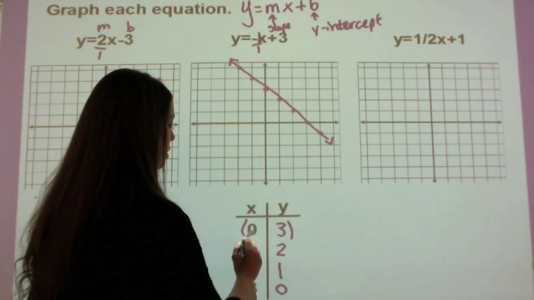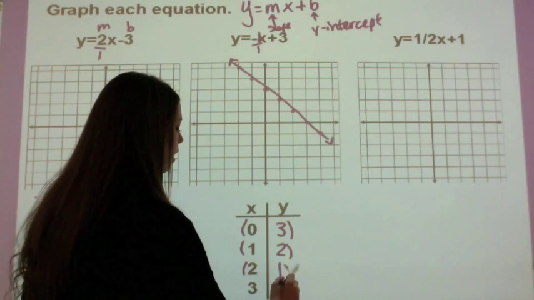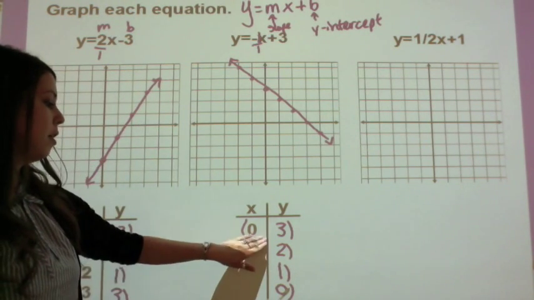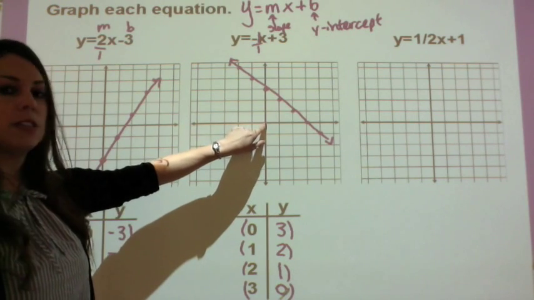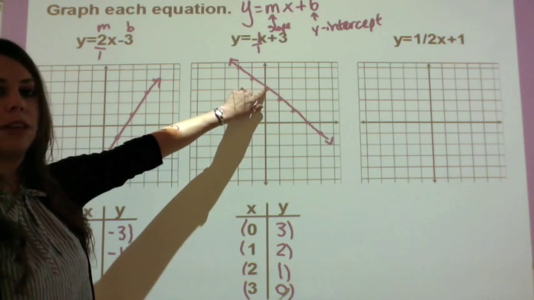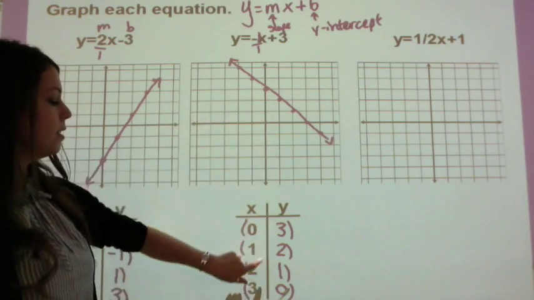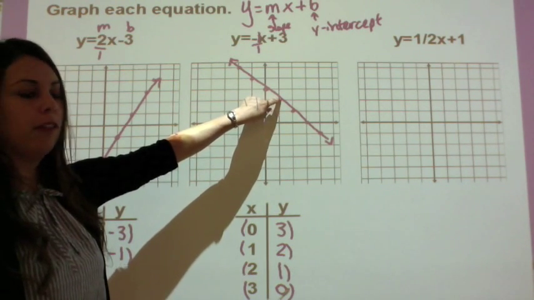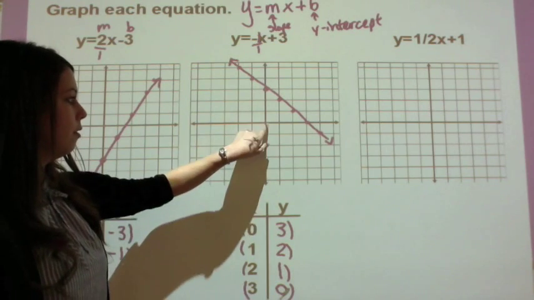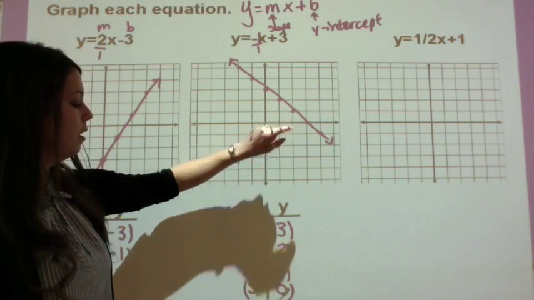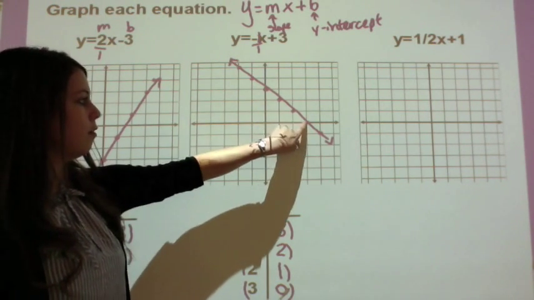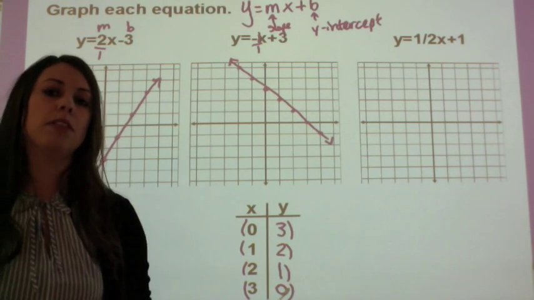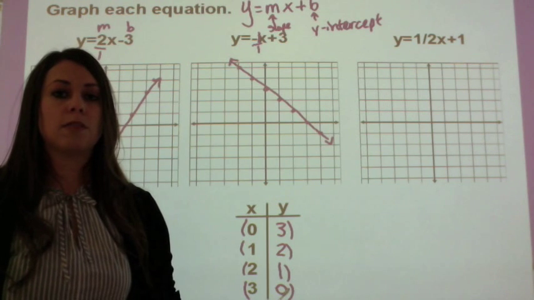These are my ordered pairs. Let's see where they are on our line. My first point, 0, 3. I go over 0, up to 3. Second point, 1, 2. I go over 1, up to 2. I'm on the line. 2, 1. Over 2, up to 1. And 3, 0. Over 3 and up to 0. So you can see that they're both the same. It's just two different ways of graphing.